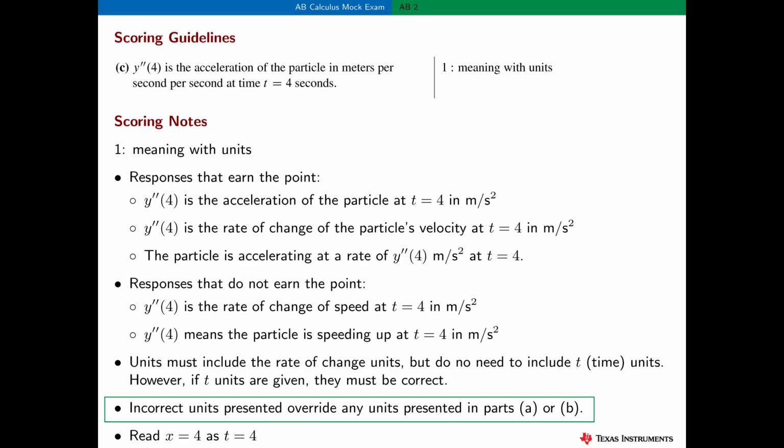Even if the student had presented correct units in parts A or B of this free response question, if they present incorrect units here in part C, they do not earn the point. And finally, if the student presents x=4 seconds instead of t=4 seconds, they are still eligible to earn this point.